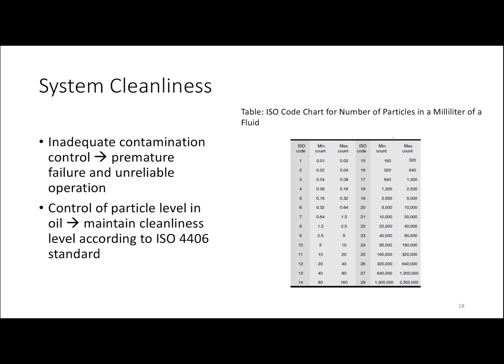This code basically shows us how many particles within a specific range of size, in microns, are contained in the hydraulic oil. For example, for particles with a size of 14 micron, if it gives us a code of 6, it means the particles inside the oil are 0.32 until 0.64 ppm, or per milliliter of fluid, right? So this is the regulation on system cleanliness.